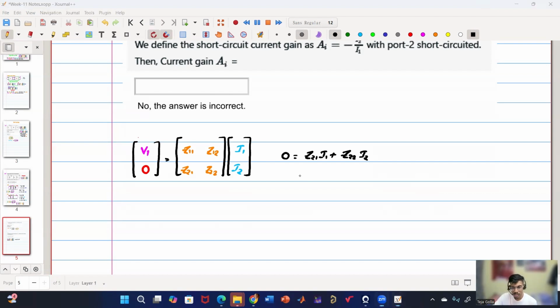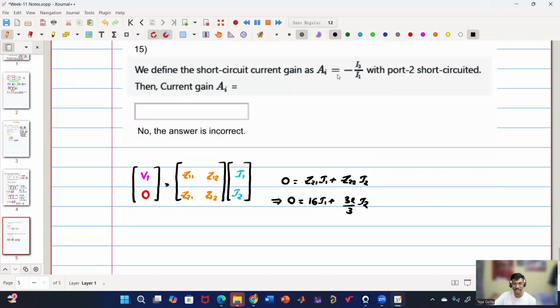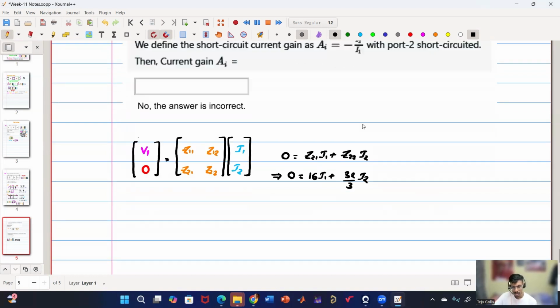And what is my Z21 and what is my Z22? Anyone, what is Z21? Z22 is 16 by 3, sir. So Z22 is 32 by 3 and Z21 is 16. So it is 16 I1 plus 32 by 3 I2, right? So now can anyone tell me what is my AI, which is minus I2 by I1? Z22 by Z21, sir.